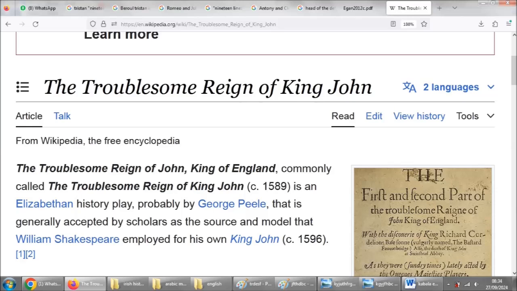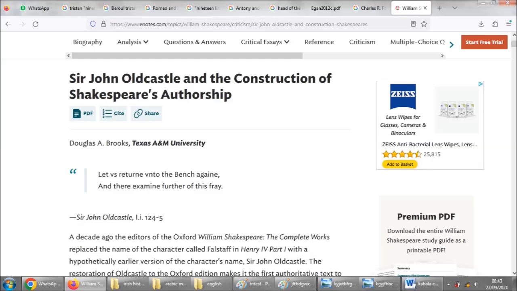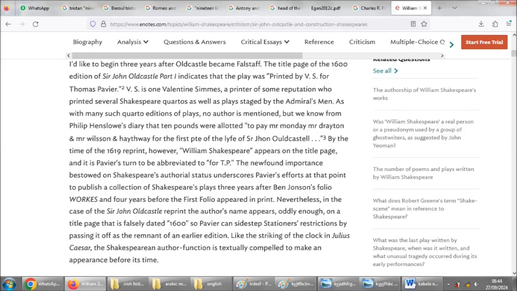And the thing is, if you're going to invent history, you control both sides, same like if you're going to create a war, you control both sides. When we examine Shakespeare's work here, Sir John Oldcastle and the construction of Shakespeare's authorship, many people have examined the works to see who wrote them, when, why. A decade ago, the editors of the Oxford William Shakespeare, The Complete Works, replaced the name of the character Falstaff in Henry IV, Part 1, with a hypothetically early version of the character's name, Sir John Oldcastle. The restoration of Oldcastle makes it the first authoritative text to do so.